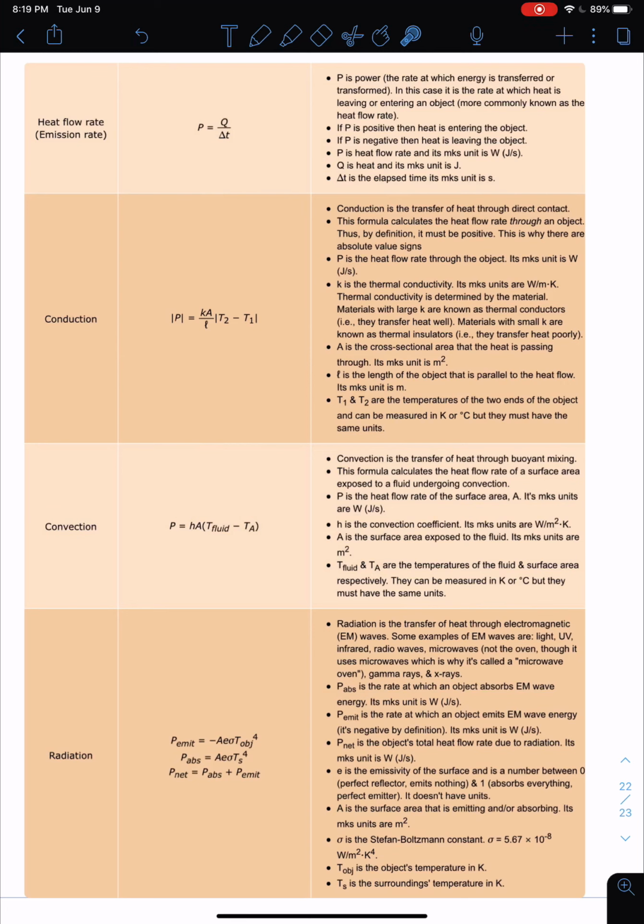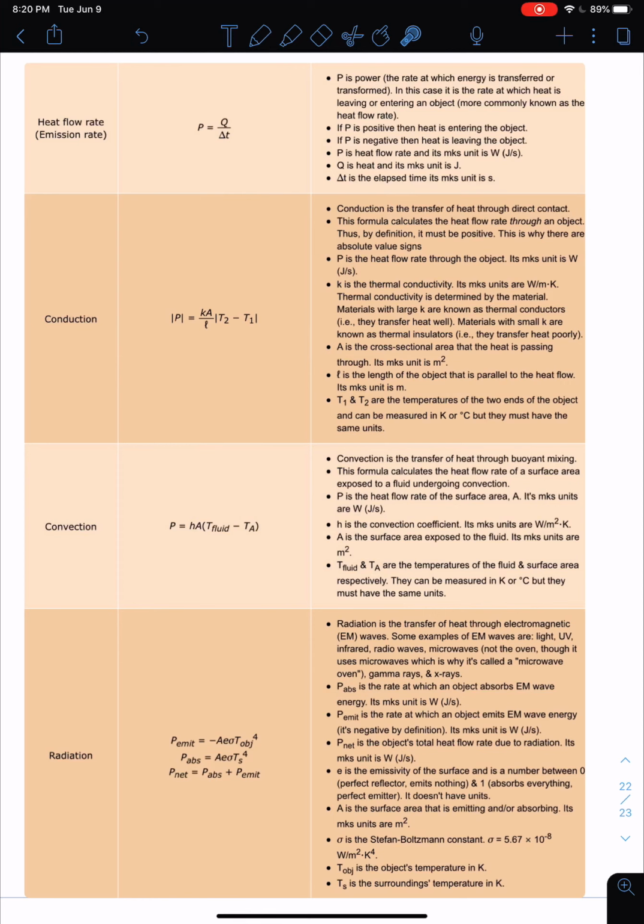With convection, this is the transfer of heat through buoyant mixing. So usually you're talking about a fluid. You've got some kind of fluid involved. It might be a fluid mixing with other fluids, or it might be a fluid that's working in contact with a solid.